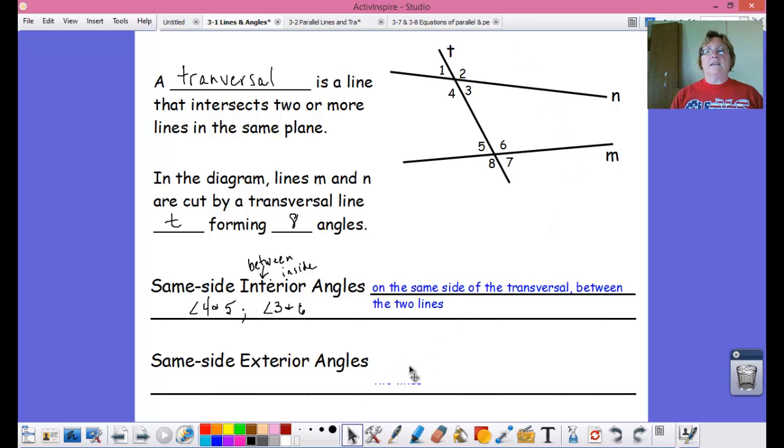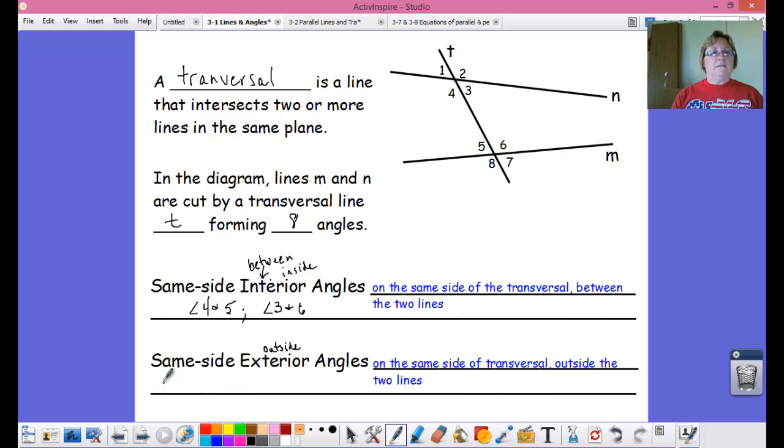The next of the styles of angles are similar. These are same side exterior angles. And if interior meant between, exterior means outside of them. So not on the inside anymore of the two lines, but on the outside. Same side of the cut through, outside the two lines. That would be an angle pair like angles 1 and 8. And there should be another pair that you can find, I'm sure you have. Angles 2 and 7 fit that same criteria. Same side, but outside.